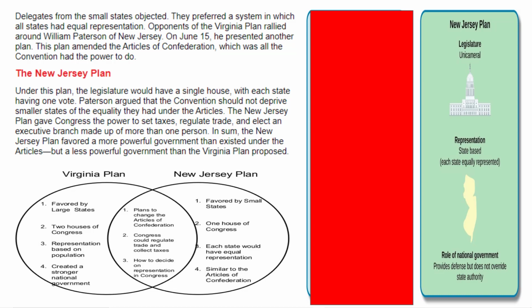Question 26. Why did the states with smaller populations favor the New Jersey Plan? Well, as we've mentioned, under the Virginia Plan, states with more people were going to have more power. So this made states like New Jersey equal with states like Virginia and Pennsylvania that had more people.